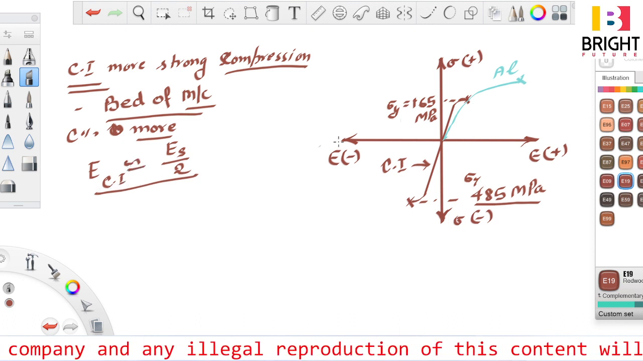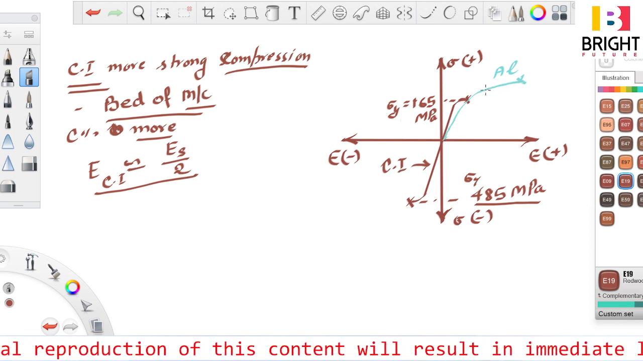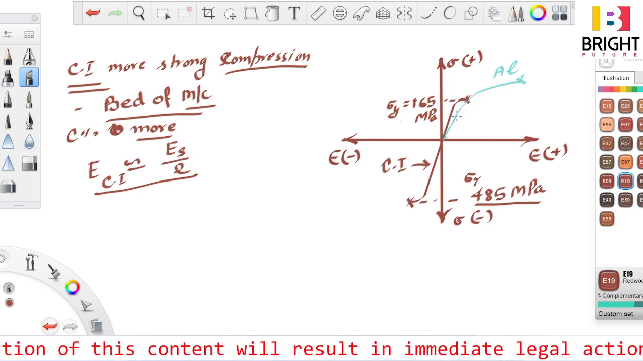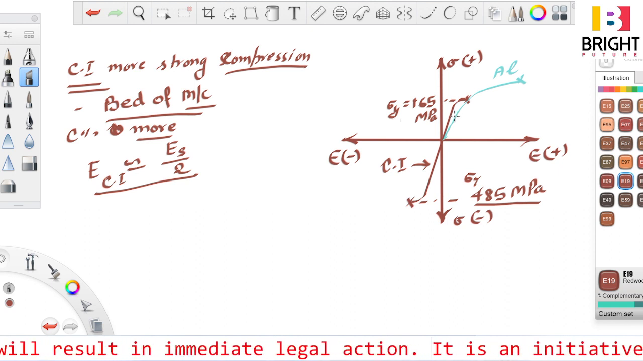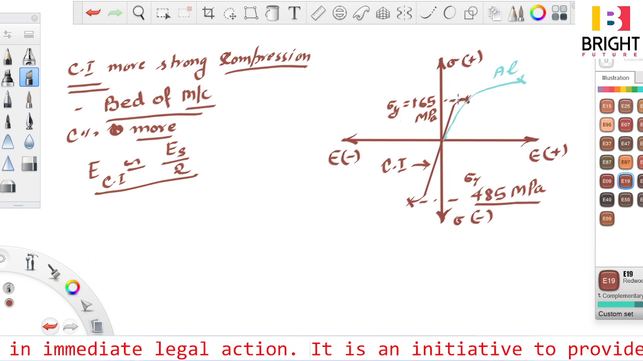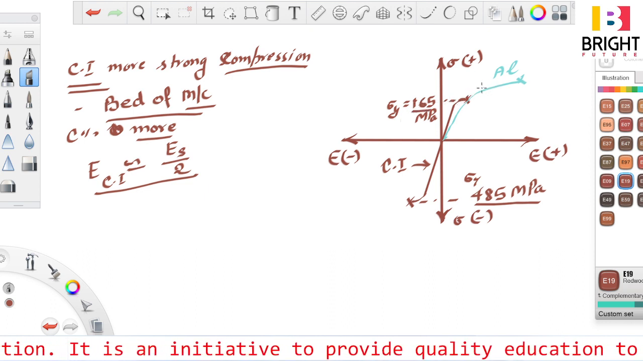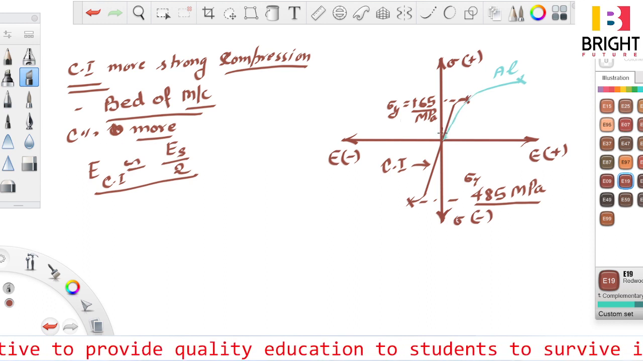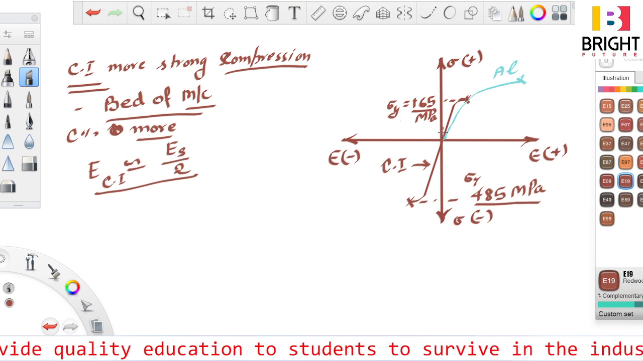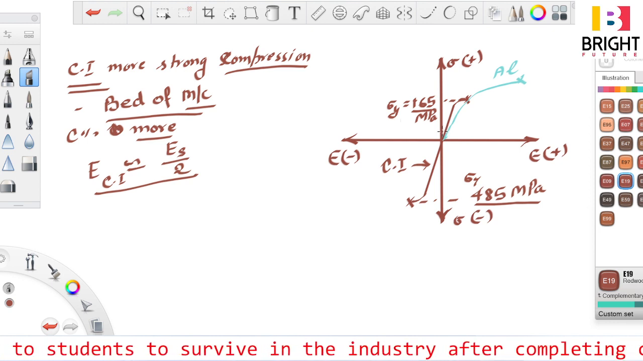Now in case of aluminium, here I have also shown the stress strain diagram for aluminium, right? Aluminium is a ductile material, but actual yielding in aluminium is not very clear. Here we know that sigma y is equal to this, but in case of aluminium it is not very clear. So we use the offset method to find out the yielding point for this aluminium material.